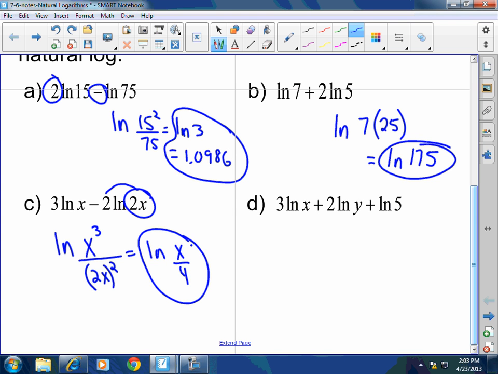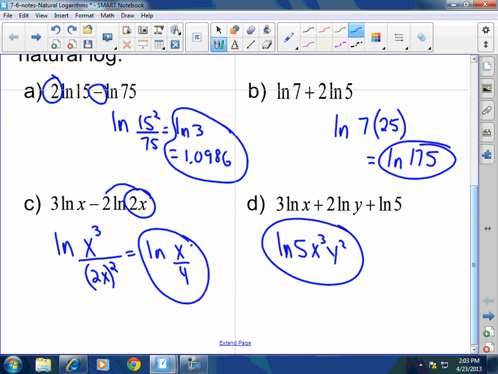All right. Last but not least, 3 ln x plus 2 ln y plus ln of 5. What do we got there? Come on, I believe in you guys. Do it. ln of 5 x cubed y squared. Done. Great job. Talk to me if you don't see that, please.